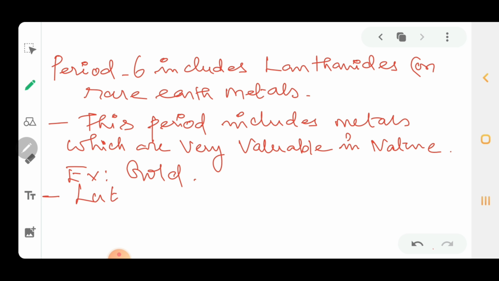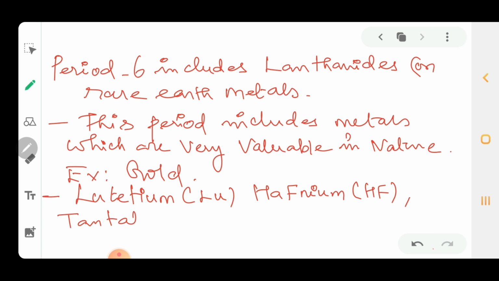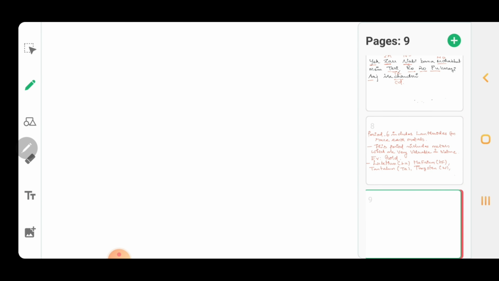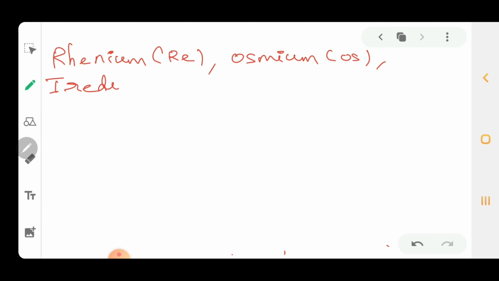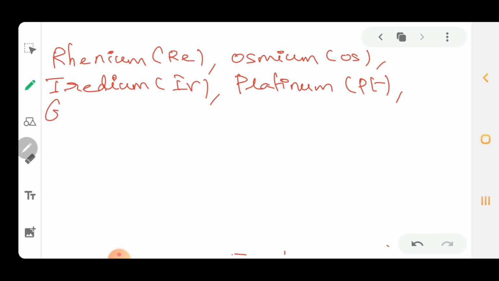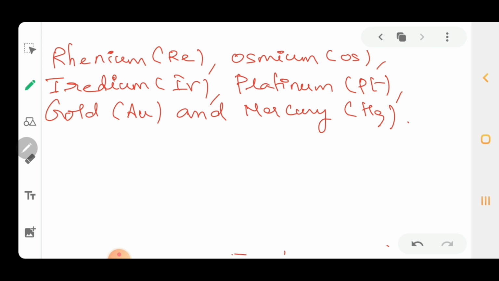It includes lutetium, symbolically represented by Lu, hafnium, Hf, tantalum, Ta, tungsten, W. Then the next one is rhenium, Re, osmium, Os, iridium, Ir, platinum, Pt, gold, Au, and the final one is mercury. It is symbolically represented by Hg.